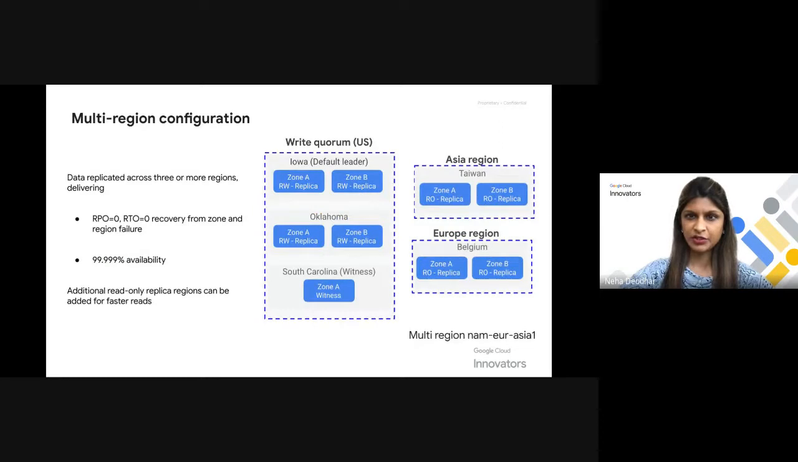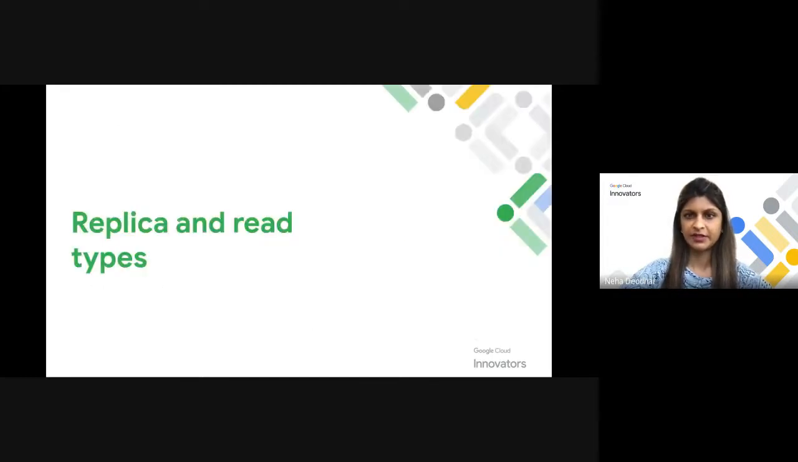In the multi-regional configuration, Spanner will store multiple copies of your data across 3 or more regions. This is a good configuration for global applications or if you have applications that need to tolerate regional failure. It provides 5 nines of availability, which is Spanner's highest availability, and 0 RPO, 0 RTO recovery from region, zone, and other types of failures. Based on your application reach, you can also add read-only replica regions close to your users for faster reads.